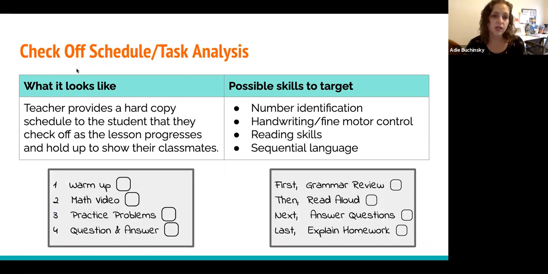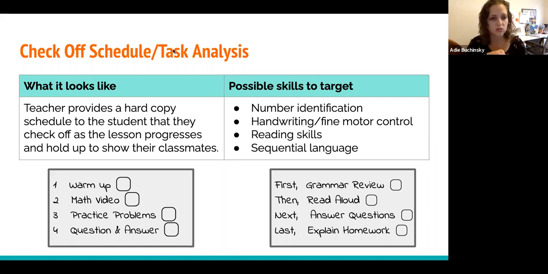The student might be the responsible taskmaster in the class. So what that might look like is a teacher provides a hard copy schedule to the individual, and they're checking off as the lesson progresses. That might be something the teacher emails out the evening before. Caregiver prints it out and puts it in a sheet protector for the day, and the student can hold everyone accountable. So they might have something that looks like this.